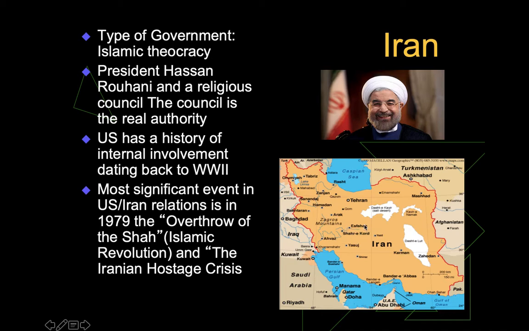And Iran had a leader at the time who was sympathetic to the Nazi regimes. And so the U.S. overthrew that leader and placed his son in power. We'll talk about his son in a little bit, but that became kind of the first U.S. interest in the region.